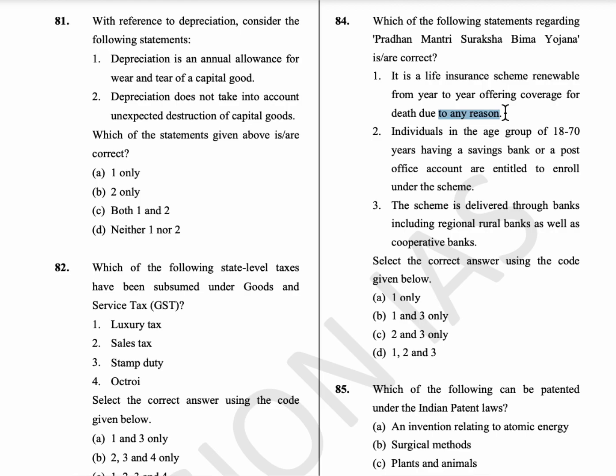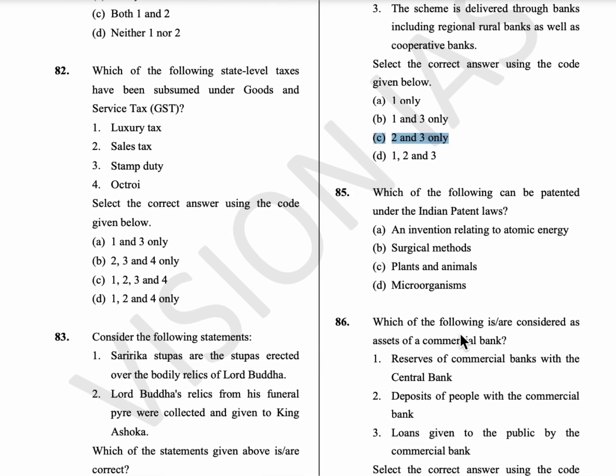Second statement is individuals in the age group of 18 to 70 years having a savings bank or a post office account are entitled to enroll under the scheme. Second statement is correct. Third statement is the scheme is delivered through banks including regional rural banks as well as cooperative banks. So second and third statements are correct. So option C.